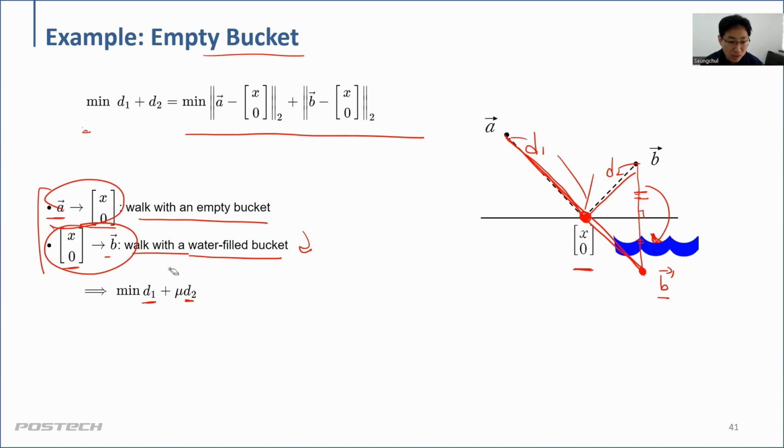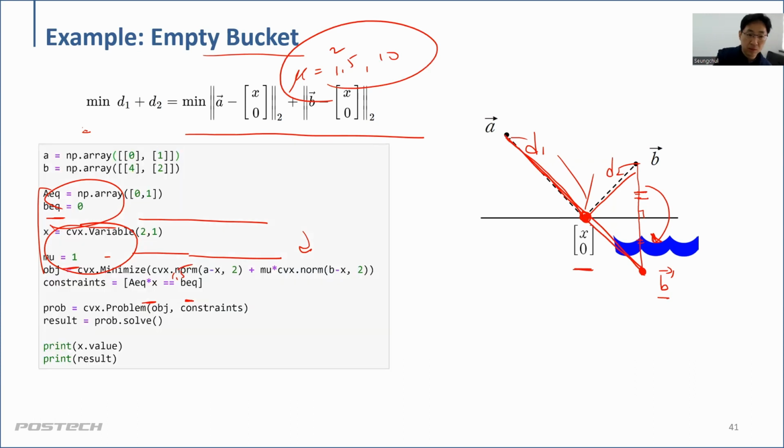In that case, say it's like 1.5, then let me go back. You have to multiply by mu, which is like a tuning parameter. It could be like 2 or 1.5, or it could be 10. In that case, it's not easy to find the optimal solutions. Then you have to use CVXPY.